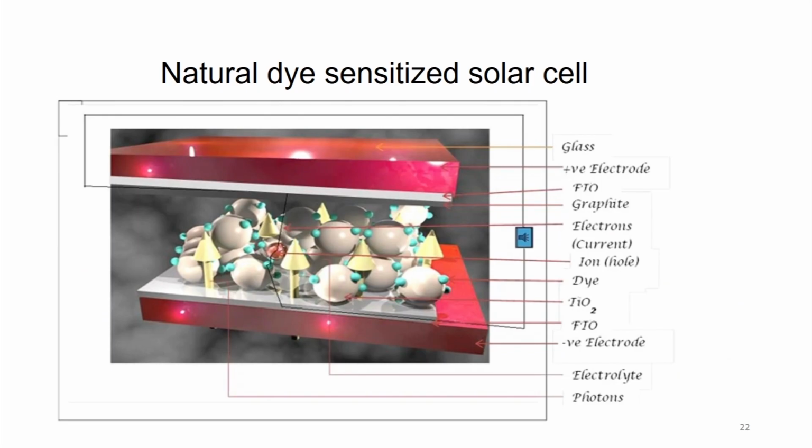And this is how the natural dye sensitized solar cell looks. I mean, this is a pictorial description, it is not the actual description. So, there is a glass top, there is the positive electrode, there is FTO, that is graphite, and then there is the electron current, the ion which is caused by the hole, the dye which is the sensitizing part, then you have titanium dioxide, the negative electrode, the electrolyte which is sitting there, and the photons which are moving around. So, it is a pictorial description of how the dye, which is just sitting small in one place on the surface of the microcrystalline titanium dioxide, is playing a crucial role in absorbing the light.